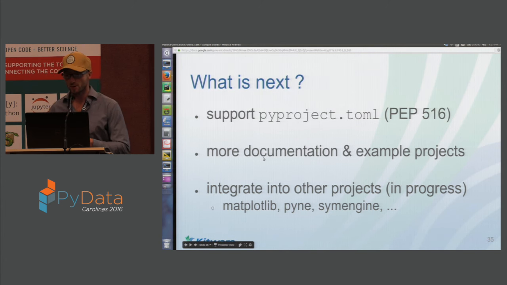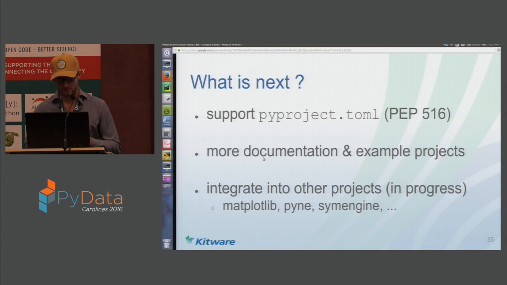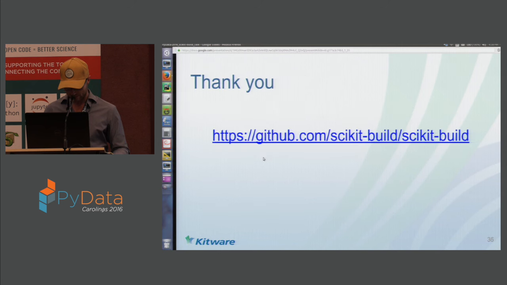Support pyproject.toml, which is a declarative way of specifying, instead of your setup.py, you have your pyproject.toml, roughly, it's PEP 518. More documentation and example projects, integrate into other projects. I promised Anthony to update the PyPy build system to use it. Matplotlib, we are looking into that, SymEngine, and a few other ones. And that's going to be the thank you.